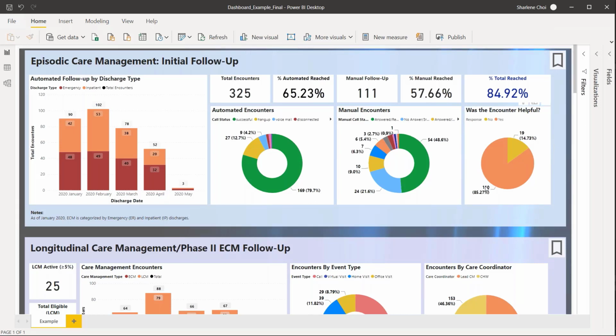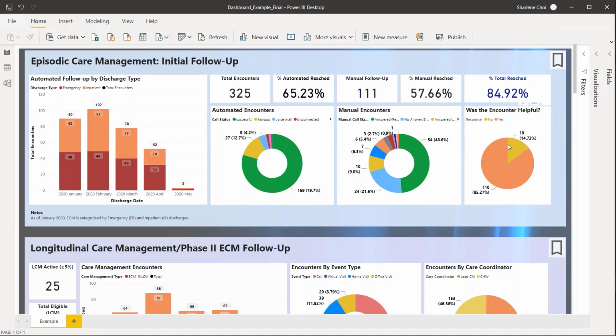Lastly, there's a pie chart that shows, of the patients who responded to the question, "Was the encounter helpful?" 85% of them responded yes. This is a nice way to gauge the results of automated and manual calls to patients.